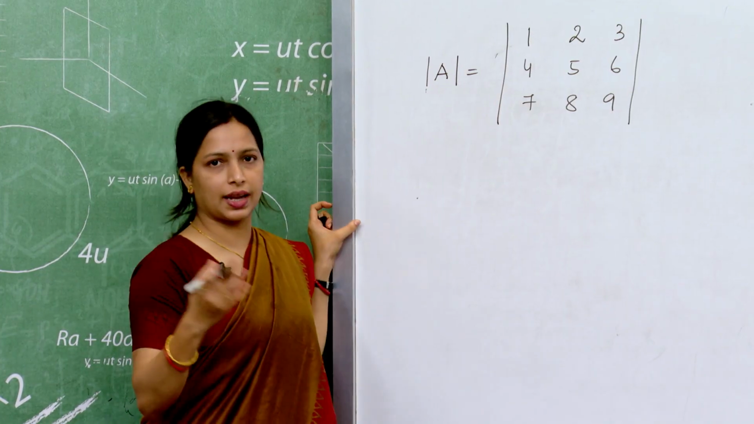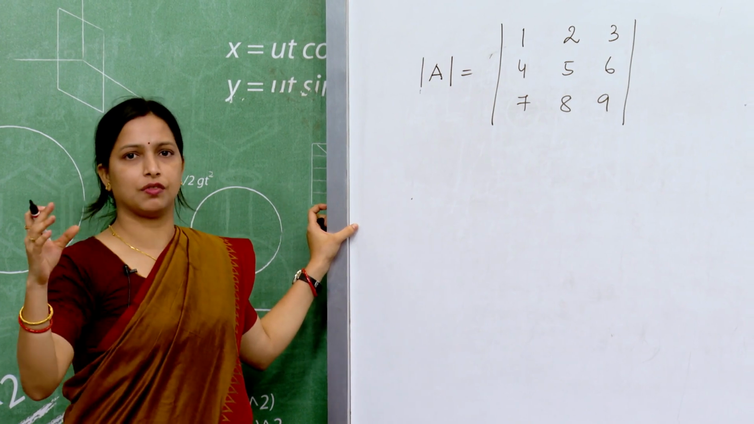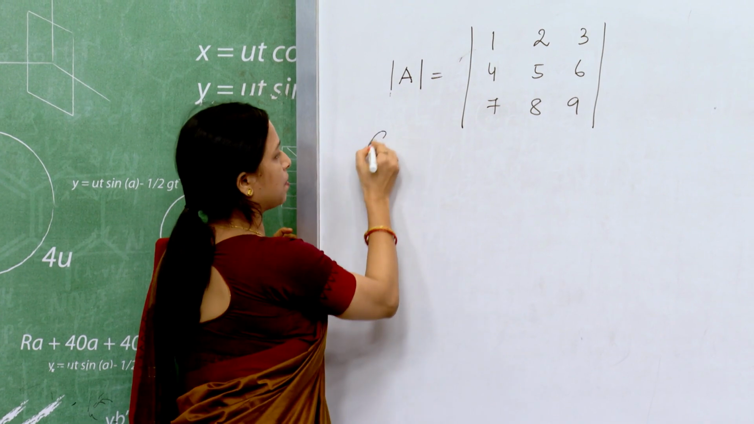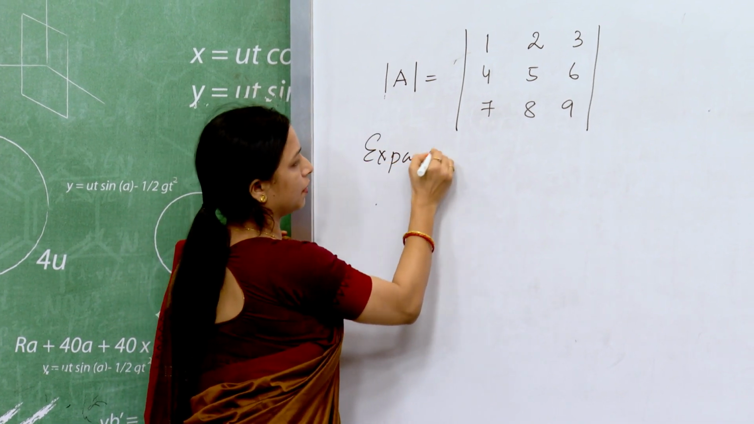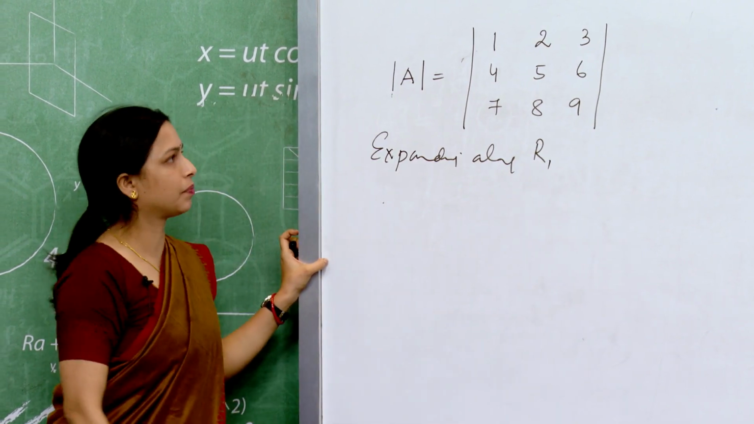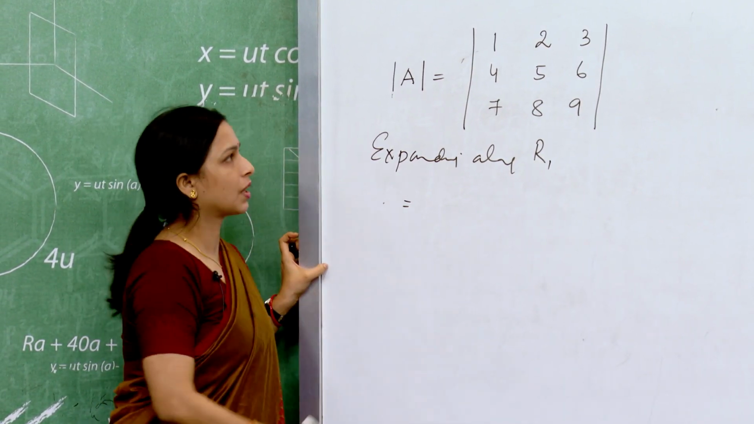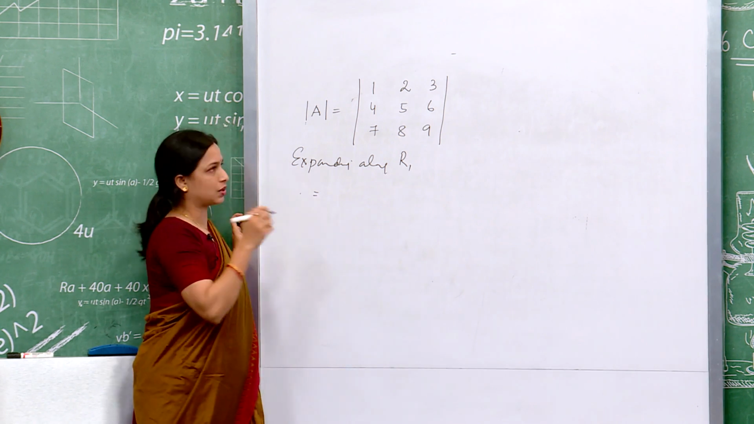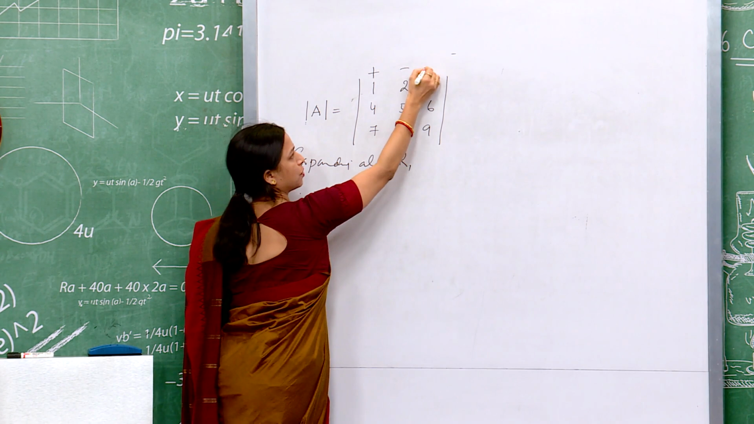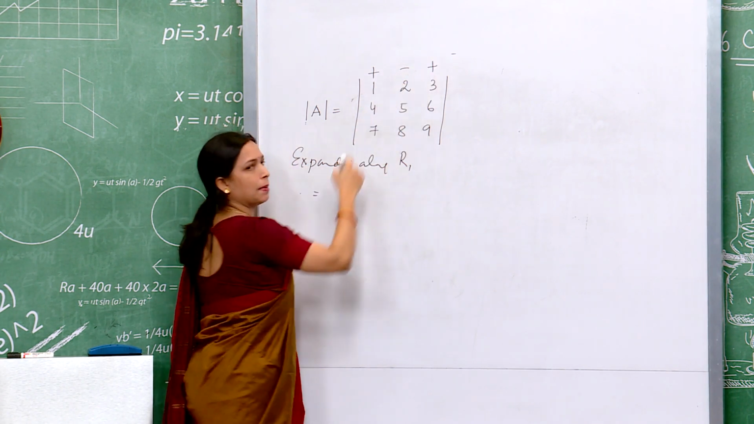So, generally like I said, we take the expansion of the first row. Now, let us take the first row. So, we are expanding along the first row, row 1. Now, how do we do it? So, we take three things first. We take the positional sign. So, for the first row, the positional signs are plus, minus and plus.